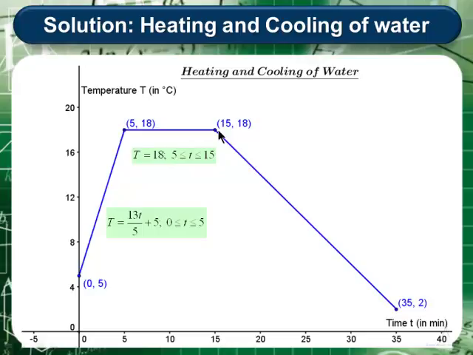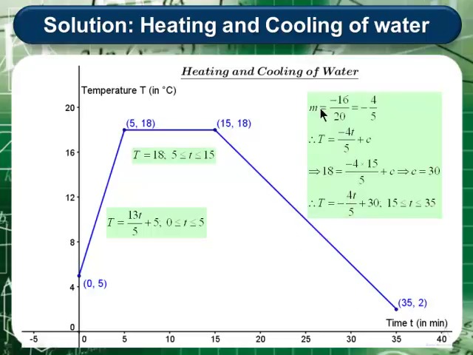And then finally, this particular water is put back in the fridge and it cools down from 18 degrees to 2 degrees Celsius in 20 minutes. So the time goes up from 15 to 35. So here we have a decreasing function. And we can find the gradient. If we consider here, you can see that's down and that's in a positive direction.